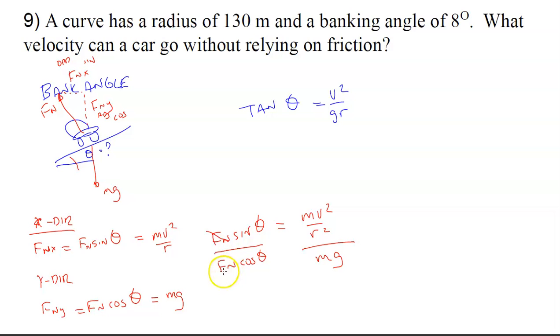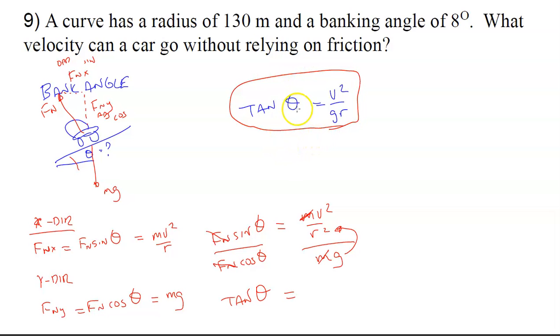Alright? The normal force cancels. Sine over cosine is tan theta. The mass on top cancels the mass on the bottom, and that g inverts and multiplies to sit with that, and you get this thing right here that's called the bank angle formula. Alright, so if you see the word bank angle in a problem, this is what you want to do. Whip out this equation right here.